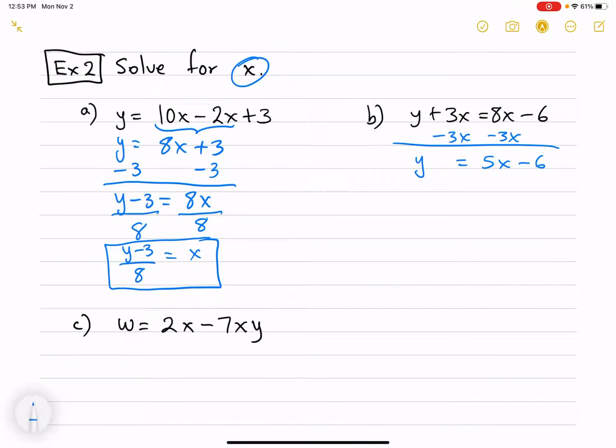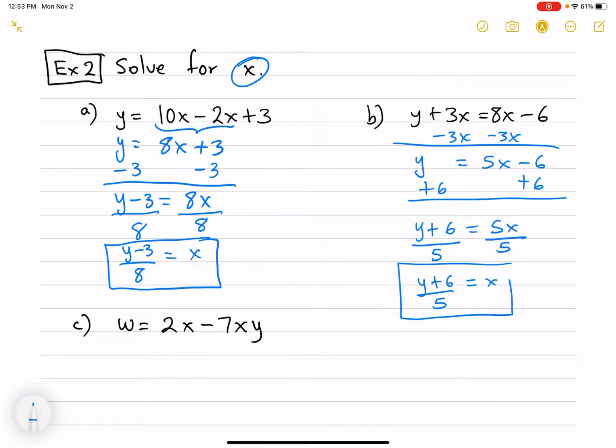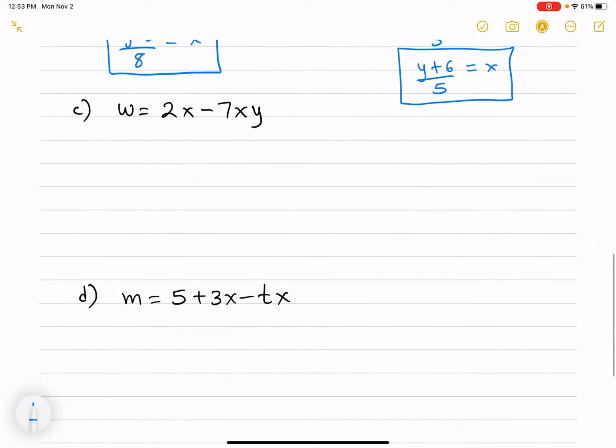And since we're trying to leave that x, we're gonna continue by moving that 6 to the other side. Again, we can't combine the y and the 6, so we have to write it as y plus 6. And then since we are going to leave that x by itself, let's divide by 5. And we're gonna get y plus 6 over 5, which is a perfectly okay answer as long as we have the variable by itself. Okay, 2 more examples really quick.